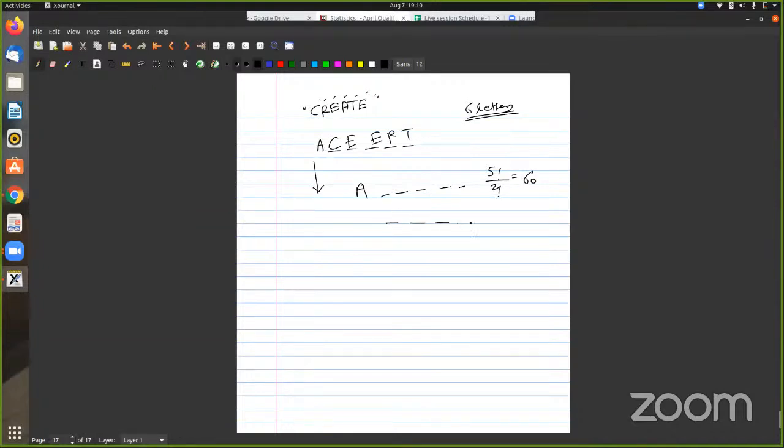Now what will be my 61st word? The 61st word will start from C. In this way we are arranging the dictionary: first A will come, and the combinations required with A, those are a total of 60 possible words where A starts first. Then it will start with C, and again I have 5 more places. How can I fill these 5 places? Again 5 factorial divided by 2 factorial, so this will be a total of 60 possible permutations.